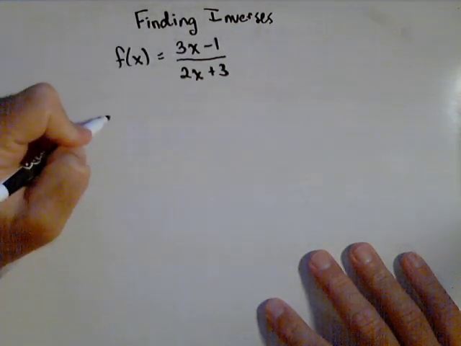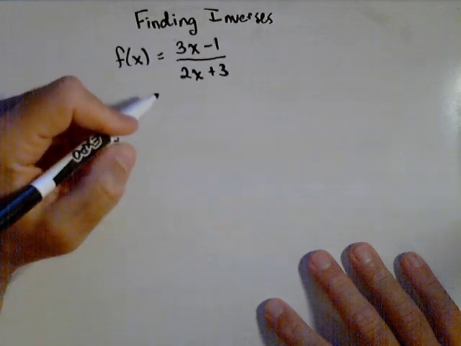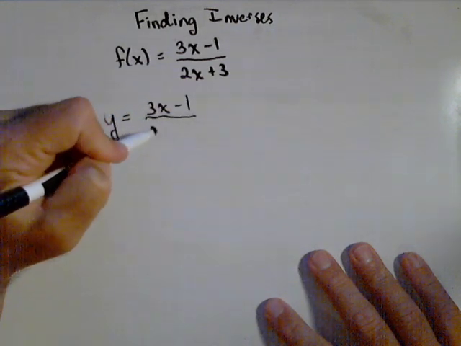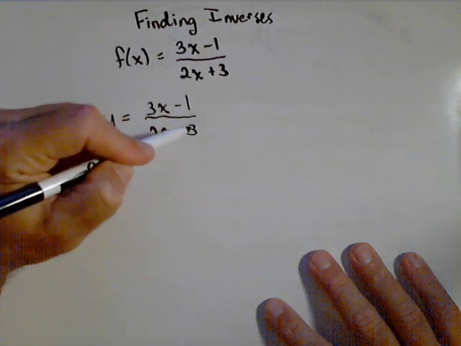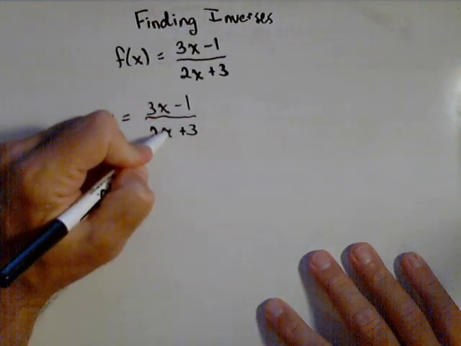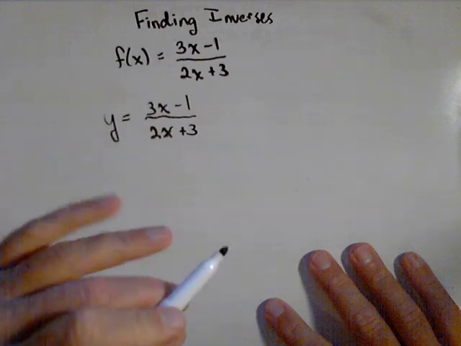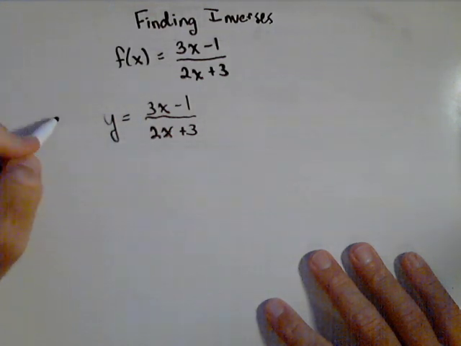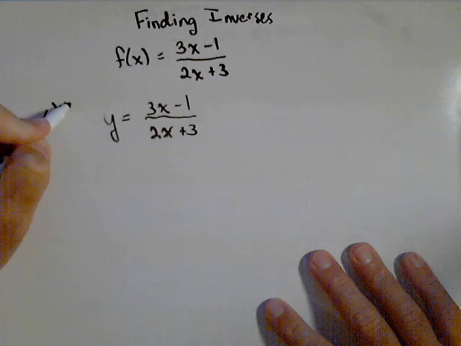So first thing, I'm going to write it as my f of x is y equals 3x minus 1 over 2x plus 3. A lot of times you'll hear swap the variables and solve for y. I don't teach that. I just say solve for the input variable. So I'm going to solve for x. So that's my goal.